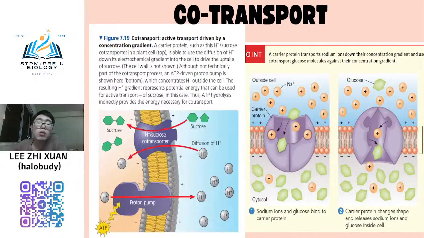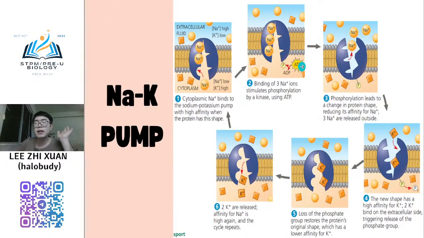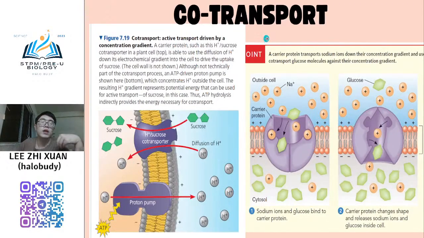Okay, now we go to co-transport. Okay, co-transport, what do we mean by co-transport? So co-transport normally involves energy not from ATP, not from ATP. It is indirect active transport. Understand? This one uses ATP directly. But for this, it does not involve ATP. It will involve indirect active transport. So normally the energy comes from the electrochemical gradient.